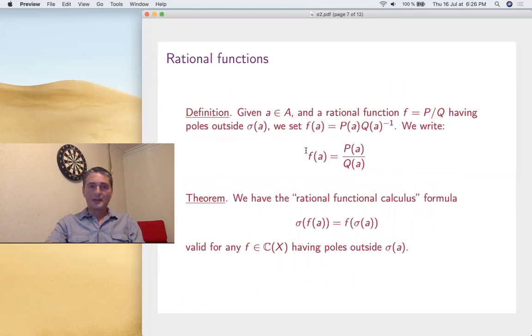Now, what can we do next? You can apply functions to elements, and that's something that you know for matrices. If you apply a function, this gets applied to the eigenvalues. In order to apply the function, we'll do it for rational functions. We need this Q of A to be non-zero, so F must have poles outside the spectrum of A in order to formulate our thing. And if this is true, the formula is true. Sigma of F of A is F of sigma of A.